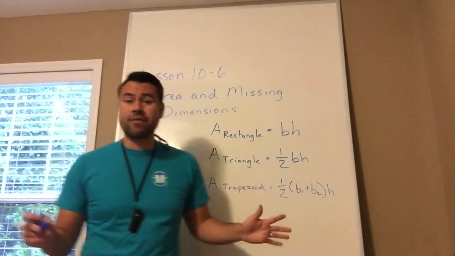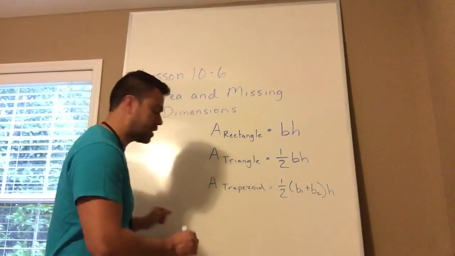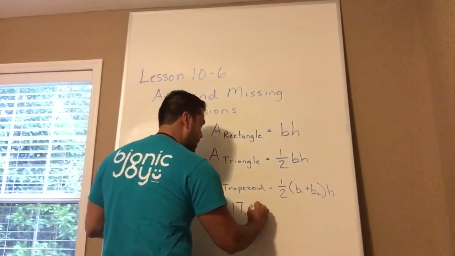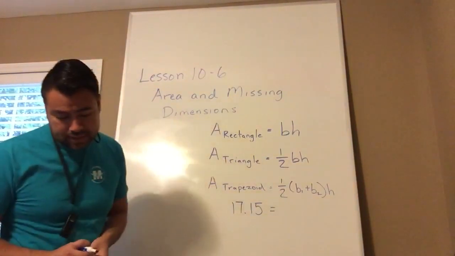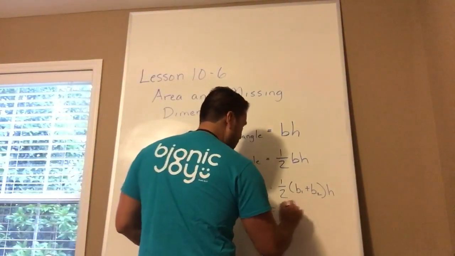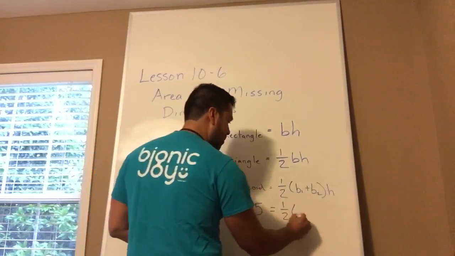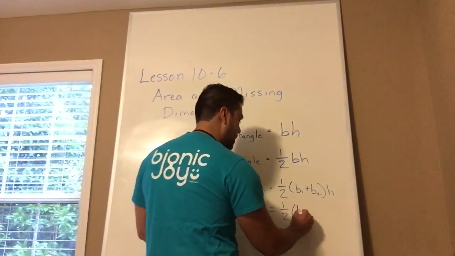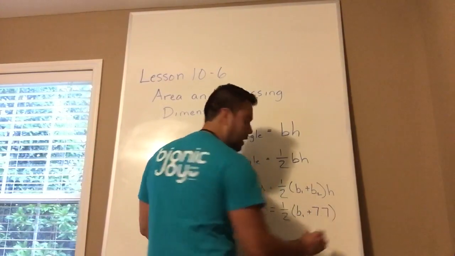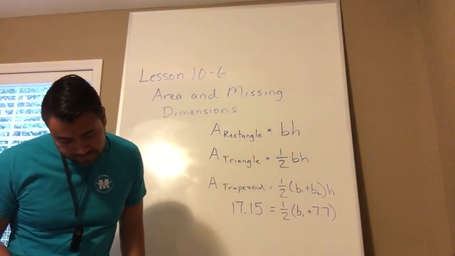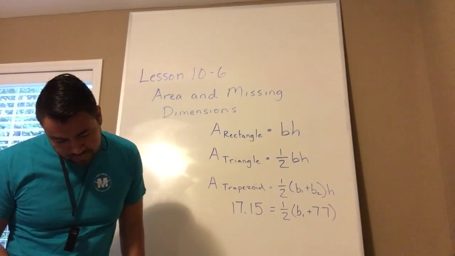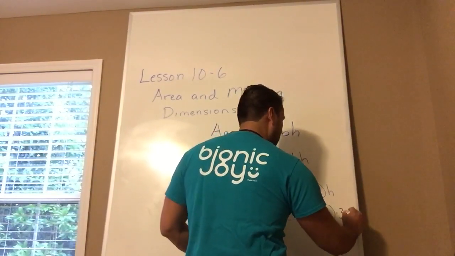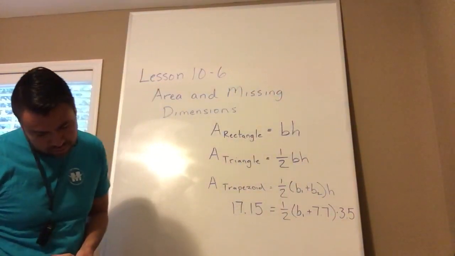Okay, on this one, again, they're going to give you figures. I'm just actually giving you the dimensions as they go. The area of the trapezoid is 17.15. And 1/2 is still there. So notice 1/2 is going to be there. They don't give me the first base, but they give me the second base is 7.7. So b sub 1 plus 7.7. And then the height is going to be 3.5, so I'll put times 3.5.